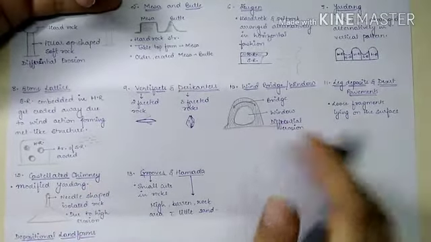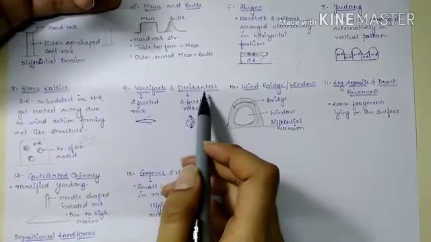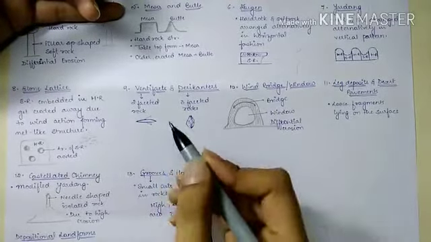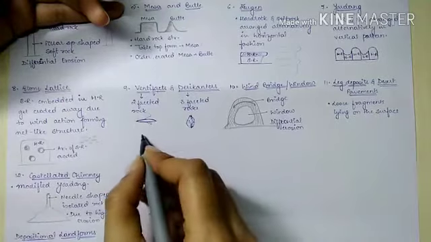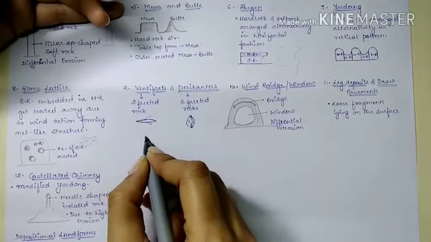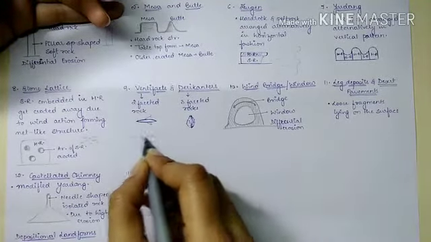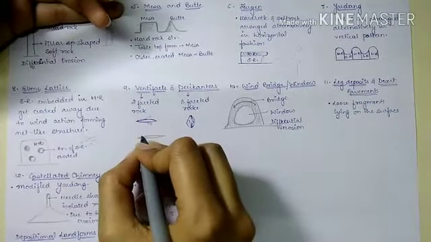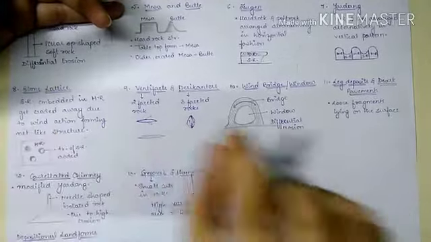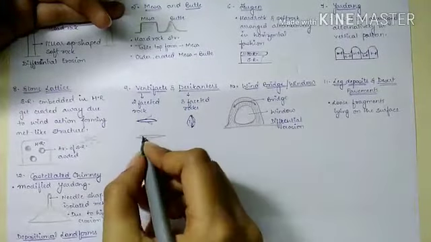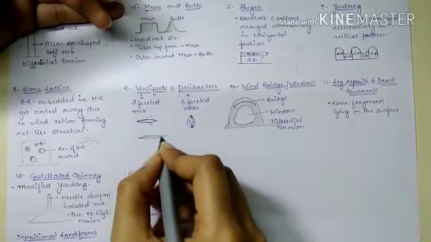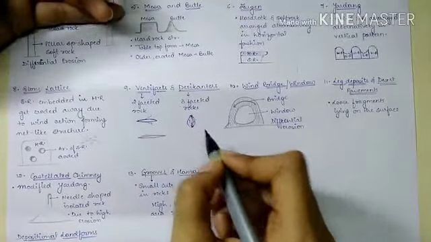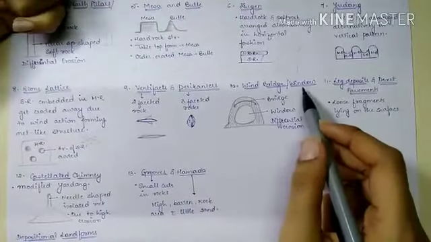Now the next is ventifacts or dreikanters. The ventifacts are basically rocks, or the shape of rocks. Ventifacts are the rocks which have two faces. You have seen thin stones, so they are like this. While the dreikanters have three faces.